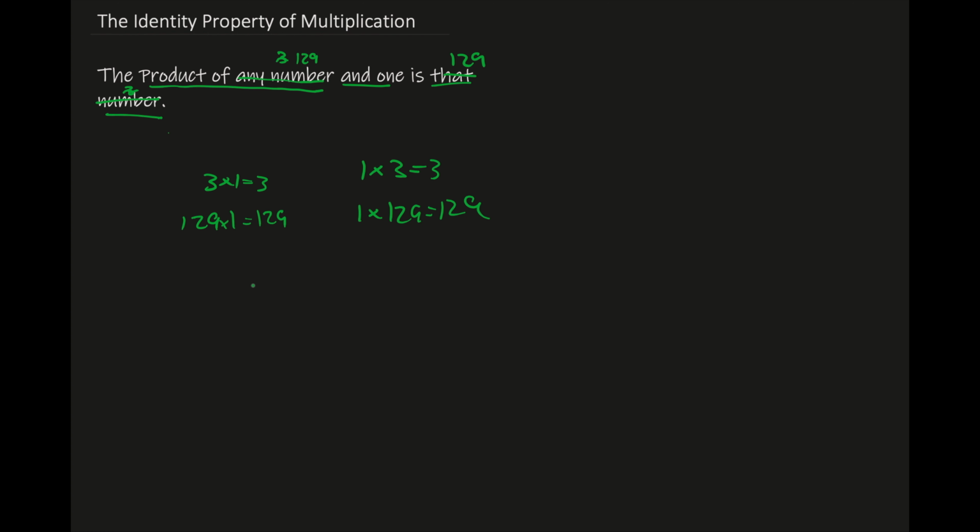Any number, so x times 1, actually no, x already looks like the multiplication symbol, doesn't it? So let's not do that. Y times 1 equals y is what this means. So 3 times 1 equals 3, 5 times 1 equals 5, any number you can say, even fractions. So let's do this: 3/4 times 1 equals 3/4.